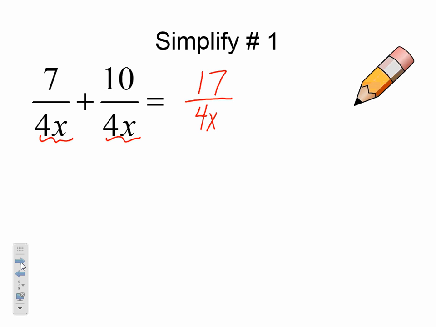Now, is there anything we can do to simplify this further? Can you divide the numerator and the denominator by 2 or by 3 or by 4 or by an x? No, this is my final answer. I have added the fractions together and that's as far as we can take it.